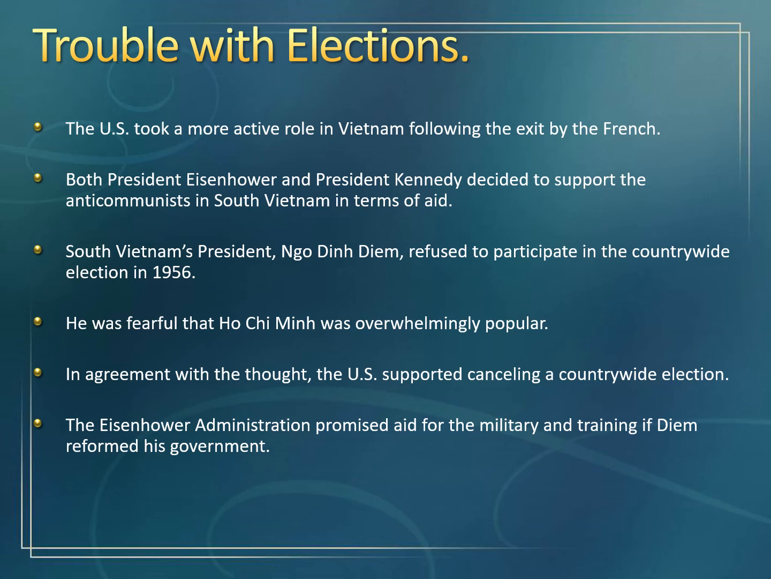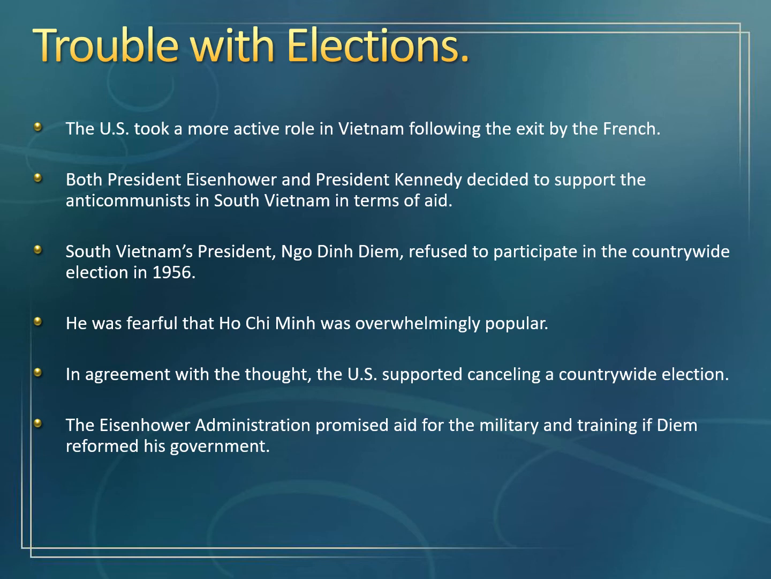After the French exited the country, the U.S. took a more active role in Vietnam. Both President Eisenhower and President Kennedy decided to support the anti-communists in South Vietnam in terms of aid. South Vietnam's president, Ngo Dinh Diem, sees that Ho Chi Minh is very popular, and he decides that he's not going to participate in the countrywide election in 1956. Like I just said, he was very fearful that Ho Chi Minh was so popular he would overwhelmingly win the election. In agreement with that thought, the U.S. supported canceling a countrywide election.